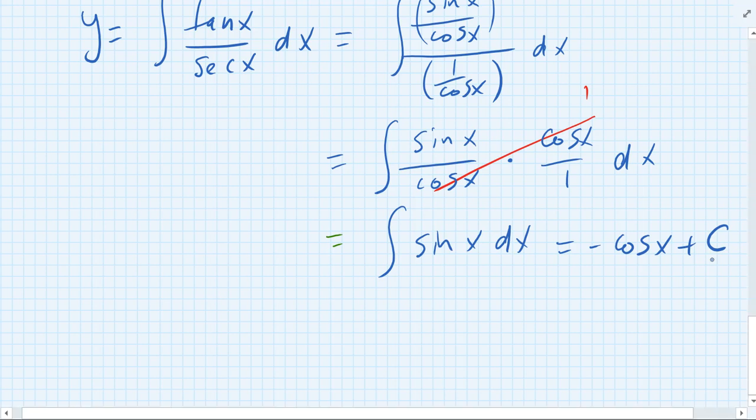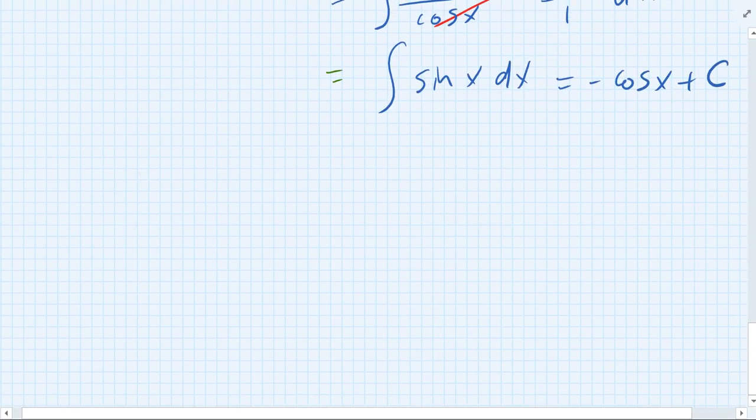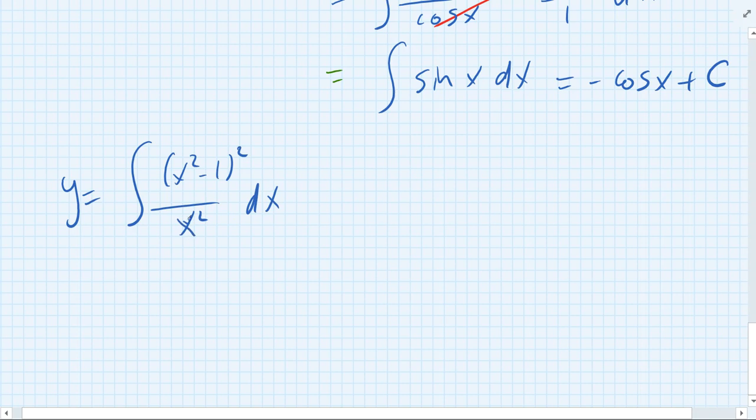But wait! There's more. How else could I make this complicated? What if we are integrating x squared minus 1 squared over x squared dx? Is this like that other one where I had two things on top, but I got to do two things in algebra? I got to square the binomial, and then I got to simplify.